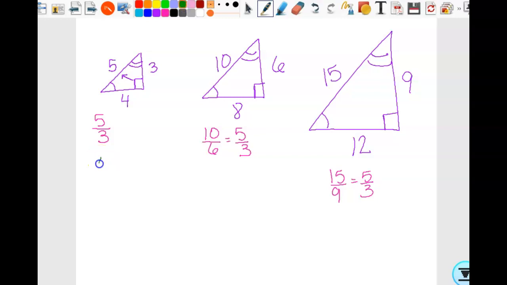I could take 4 and put it over 5. So if I did this and I'd put 8 over 10, I get 4 over 5. And then here, I'm going to put 12 over 15, and I get 4 over 5. And you can do this same thing with any two sides, and either one on top or bottom, it doesn't matter. You come up with 6 different ratios, right? And they'll all be the same in all 3 triangles. Those are your trig ratios.